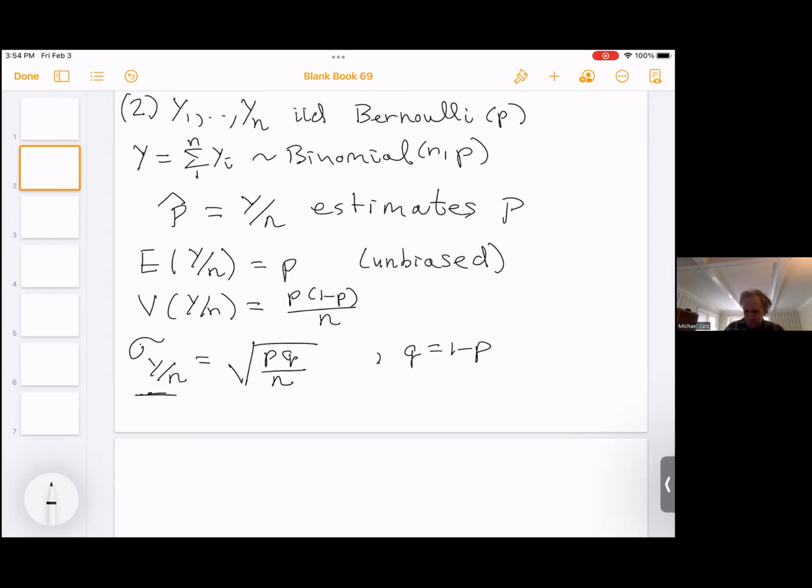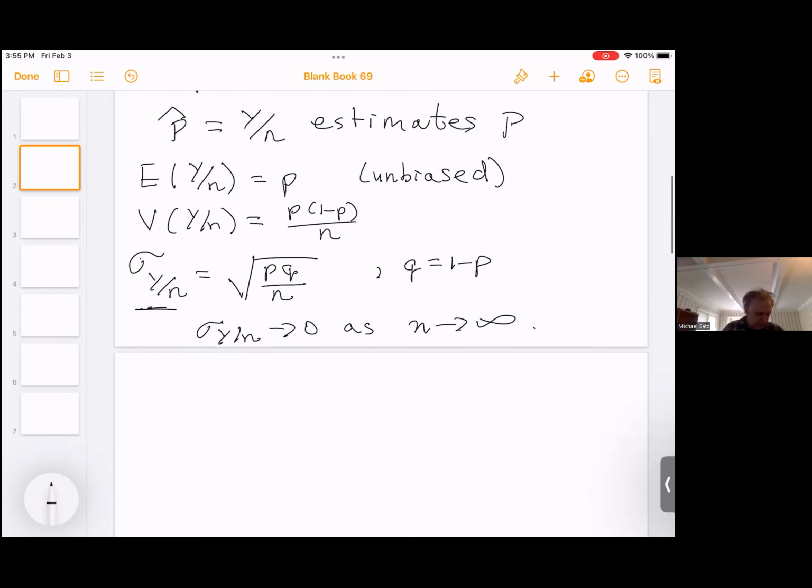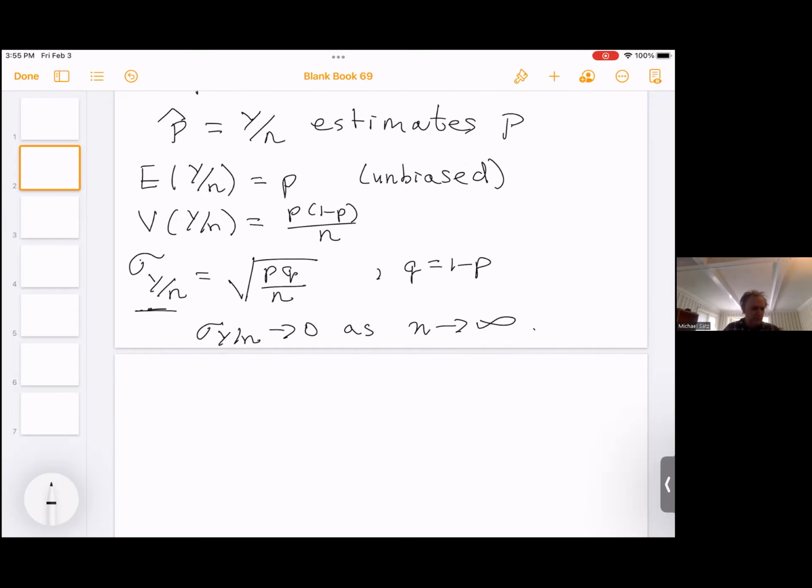So what did we say last time? This was unbiased, and we say this will go to 0 also, right? So sigma of Y over N goes to 0 as n goes to infinity. So we have a similar case, as we expected. It's just a special case of 1. So again, another unbiased estimator whose variance can go to 0 if I have a large sample. That's it for 1 and 2.